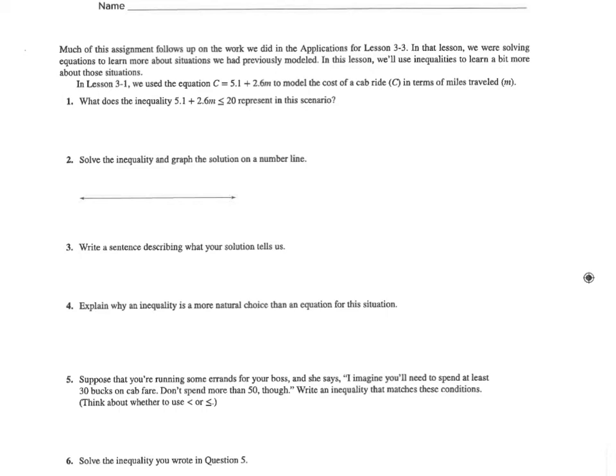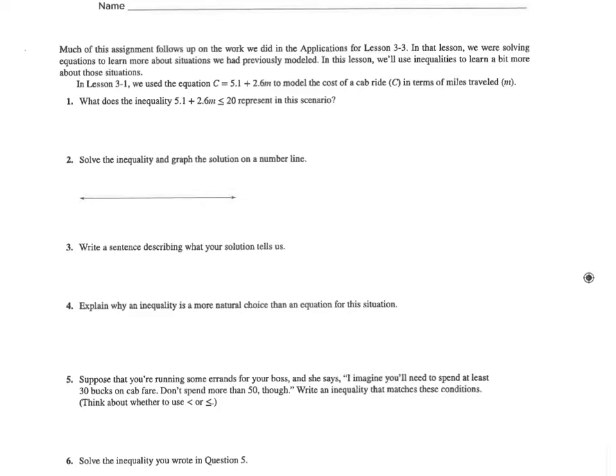Okay, so let's do the application section of 3-4. Much of this assignment follows up on the work we did in applications for lesson 3-3. In that lesson, we were solving equations to learn more about situations we had previously modeled. In this lesson, we'll use inequalities to learn a bit more about those situations.